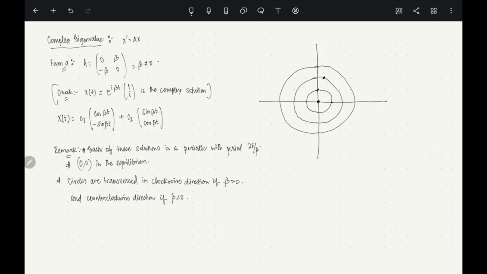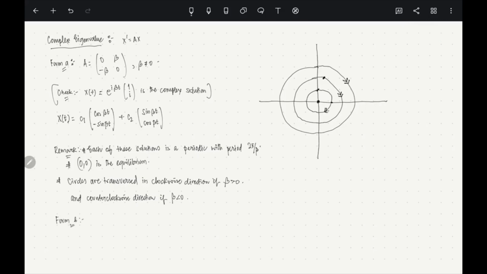So please look at the signs, otherwise you will get confused. So this is clockwise direction, beta positive. Similarly, all other curves will follow the same thing. You just have to draw it like this. Now you do realize that if beta is negative, you can just do this thing, but in the opposite direction. Now let's look at the second form, B.